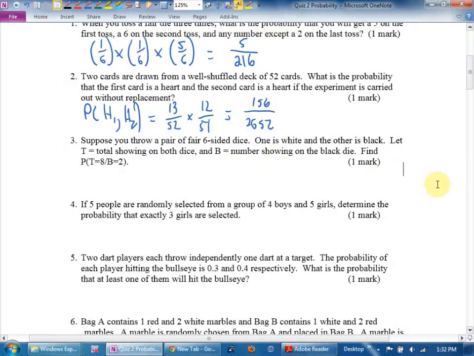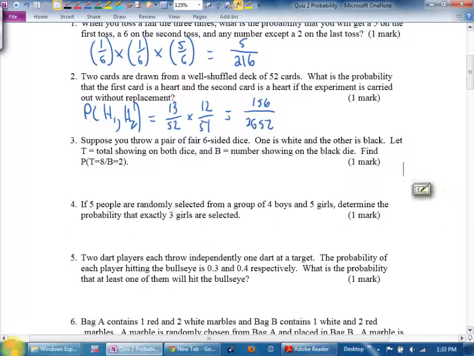Okay, suppose you throw a fair 6-sided dice. One is white and the other is black. Let T be the total showing of both dice, and let B be the number showing on the black die. Find the probability that the total is 8, given that, conditional, black is 2. How many dice? I need to use a chart. I didn't leave you much room to do a chart. Sorry. The trees. I'm going to try and do a chart.